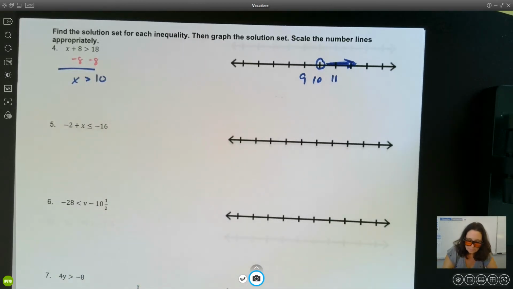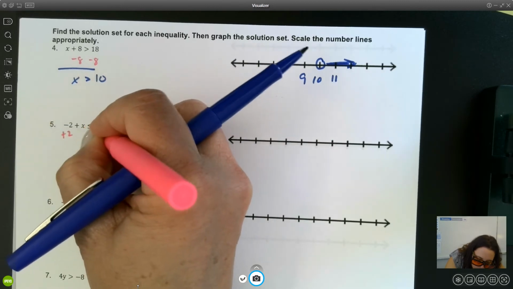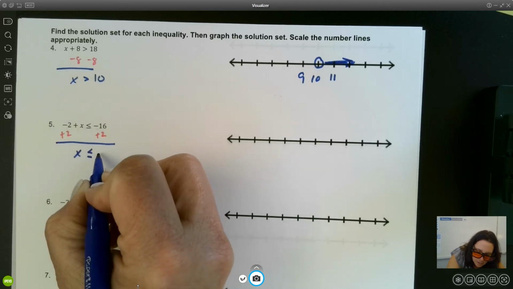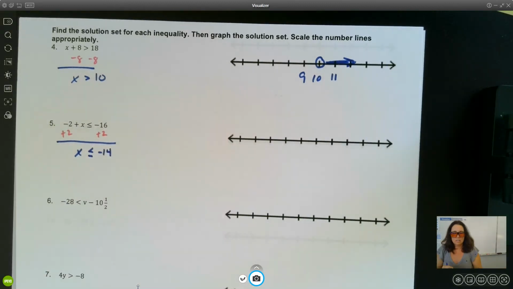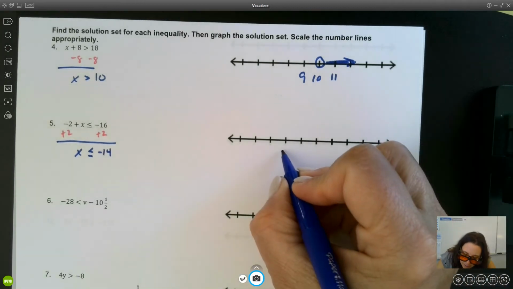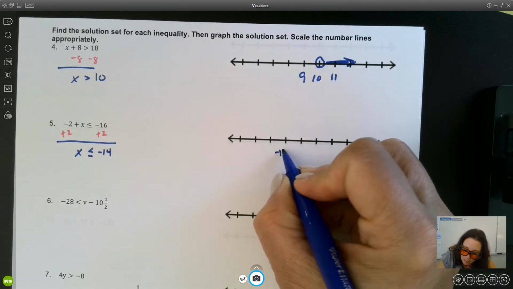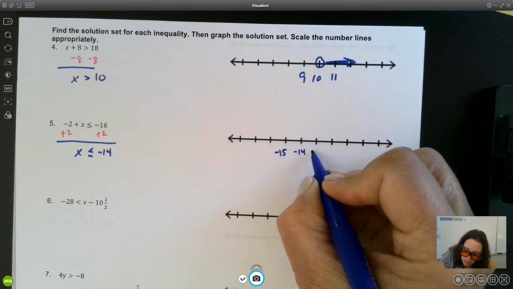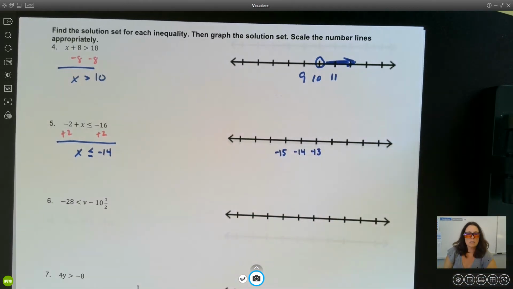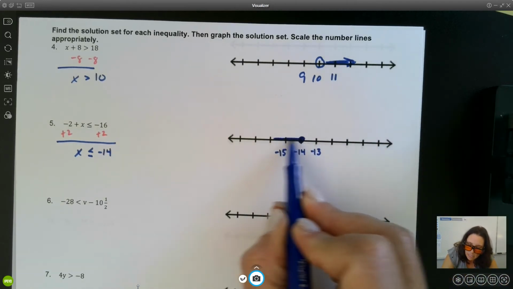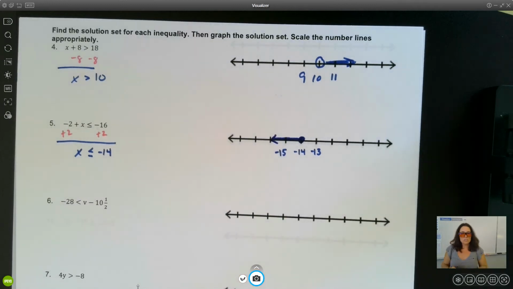Okay, this guy. I'm going to add 2 to both sides. So x is less than or equal to negative 16 plus 2 is negative 14. Okay, now be very careful when you put negatives on a number line. Sometimes kids do them backwards. Okay, so I would have the number to the left on a number line of negative 14 is negative 15. And then there's negative 14, and then there's negative 13. Okay, so I've got a closed circle on negative 14, and I'm shading to the left.